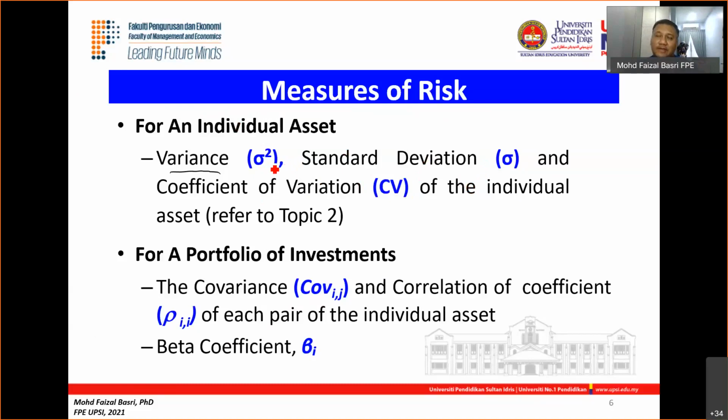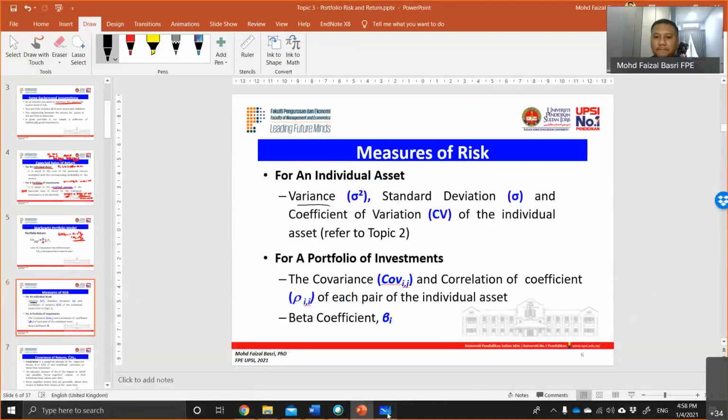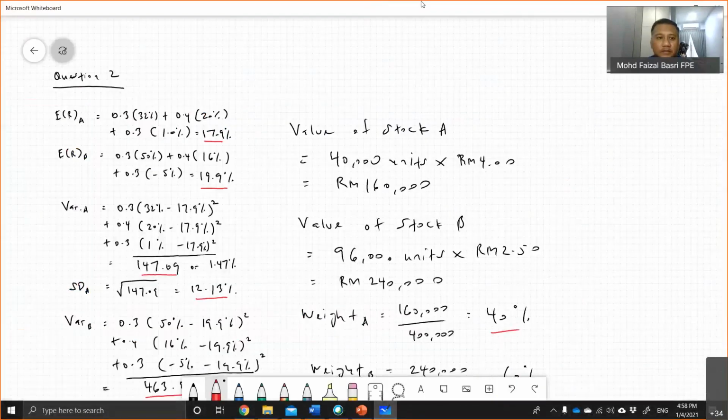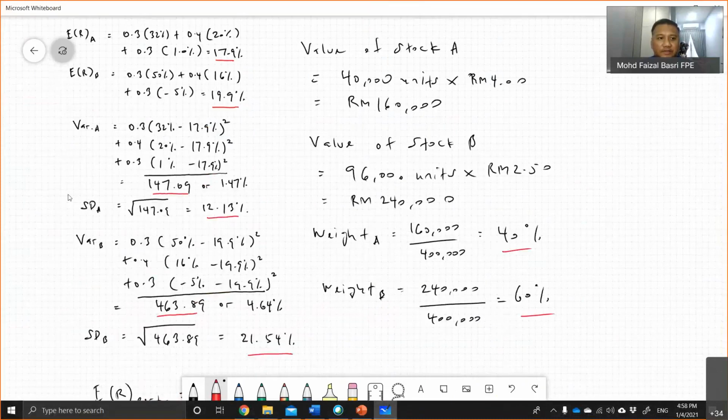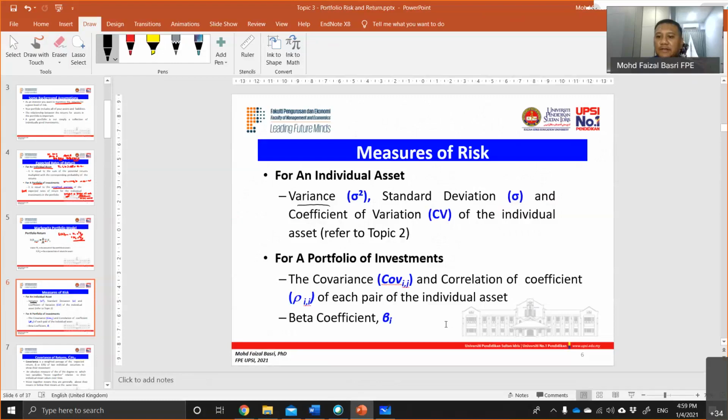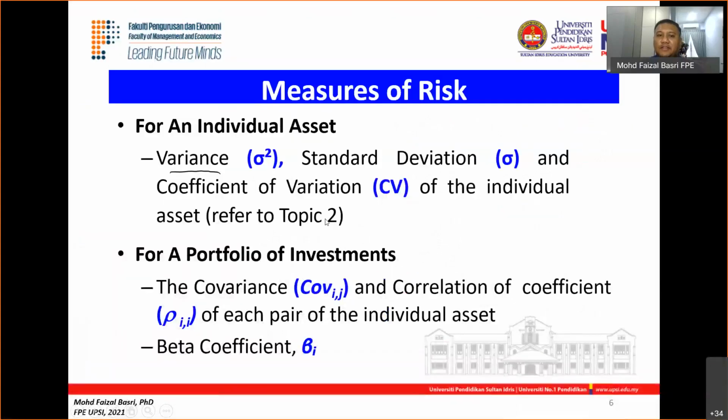For stock A and stock B, this part, the variance and standard deviation for individual stocks. So for stock A, variance, standard deviation, and for stock B, variance and also standard deviation. The question doesn't ask for CV, so we don't have to calculate the coefficient of variation. But if you have to, then you use a formula similar to what we discussed last week, if the question asks for the coefficient of variation.